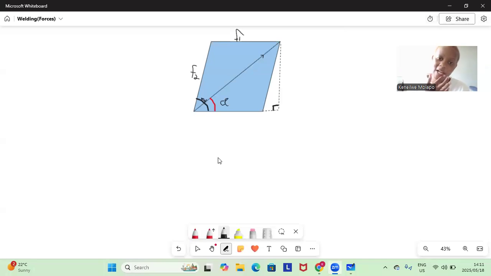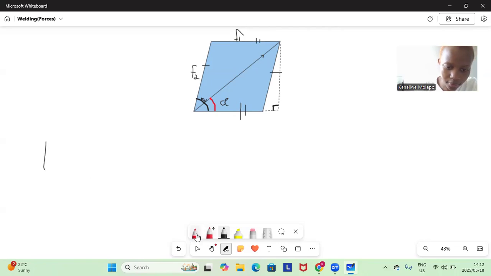Okay, so for your parallelogram, you have your F1, your F2, your angle theta, your angle A. So this is another triangle outside. I just highlight. For a parallelogram, you have to know that this side is equal to this side. Then this side here is equal to this side. So the formula, in a parallelogram, when they say find a resultant force, the formula for resultant force is R.